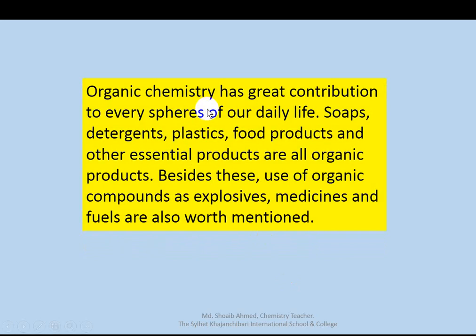Organic chemistry has a great contribution to every sphere of our daily life. Soaps, detergents, plastics, and food products like protein, carbohydrates, and vitamins are all organic products. Other essential products are also organic. Besides this, organic compounds are used as explosives, life-saving medicines, and fuels.